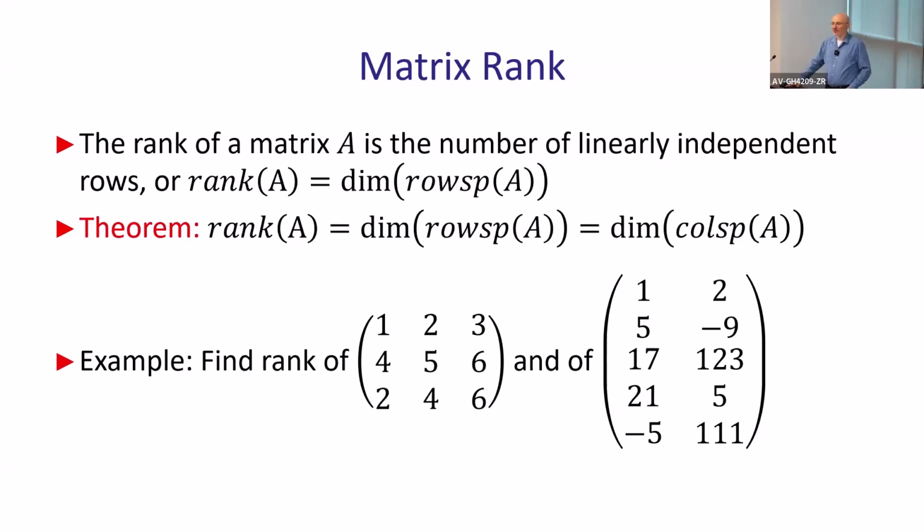How about the second one? All right, it's also 2. Why? Because you have 2 linearly independent columns, right? So it must be 2. If they were proportional to each other, it would be 1. If both of them were 0, then it would be 0.